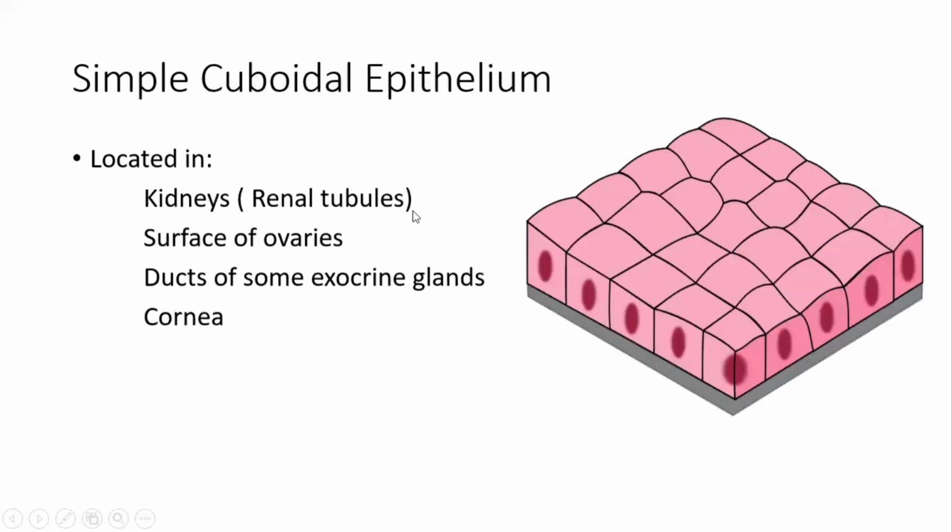Then simple cuboidal epithelium. These cells are located in the kidneys also, majorly in the renal tubules, and in the surface of ovaries, in ducts of some exocrine glands, and in the cornea of the eye. As you can see in this picture, these are simple because it only has one layer, and the nuclei are kind of round and the cells look cube shaped.